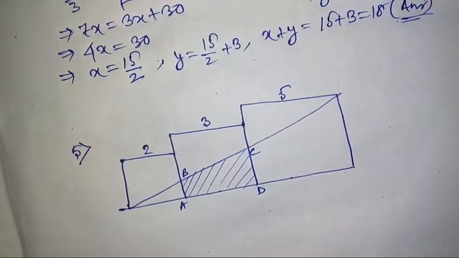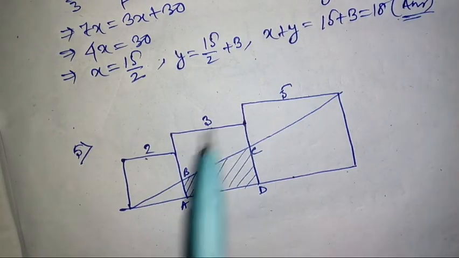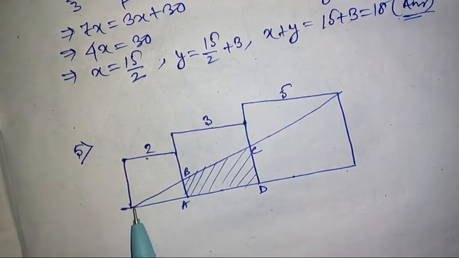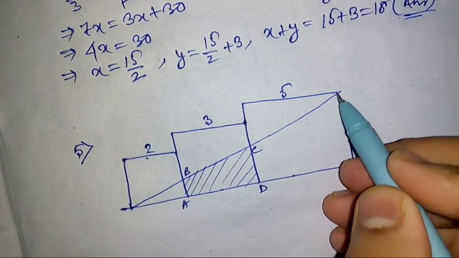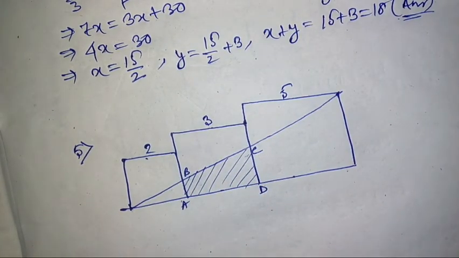Now let me tell a different kind of question in which we are given three squares of side lengths: one is 2, one is 3, and one is 5. These are the side lengths of the squares. They are arranged side by side, and one line is drawn from this end to this end. It encloses a region ABCD. We have to find the area of this region.